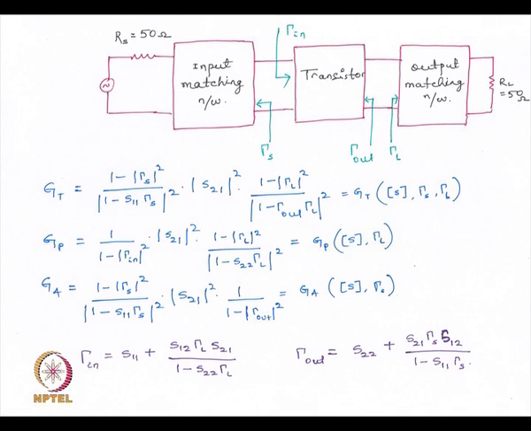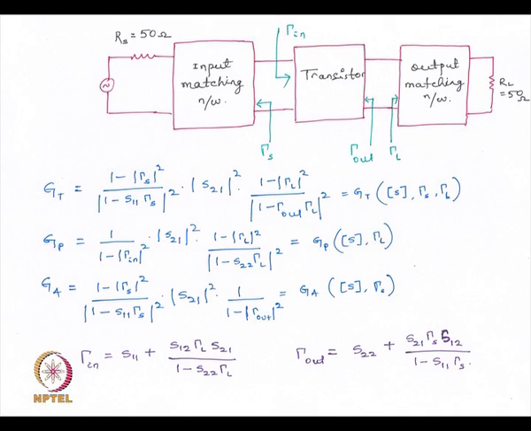Now once I design gamma S, I fix my gamma out. If I fix my gamma out, then notice here I also have to satisfy the condition that gamma out should be equal to the conjugate of gamma L for maximum power transfer. That is not possible. If I fix gamma S, then I am fixing gamma out, and then I have to fix gamma L based on the value of gamma out. I cannot independently fix gamma S and gamma L. That is the main problem of this GT expression.